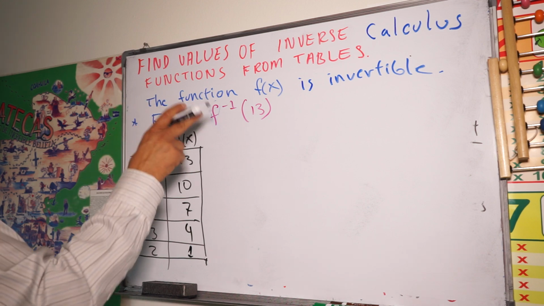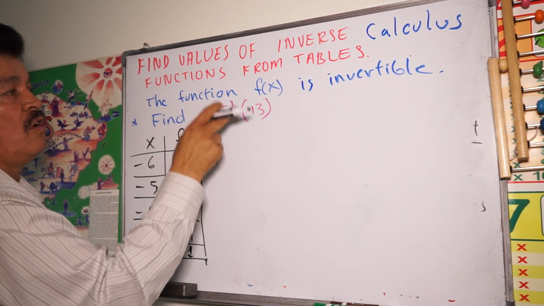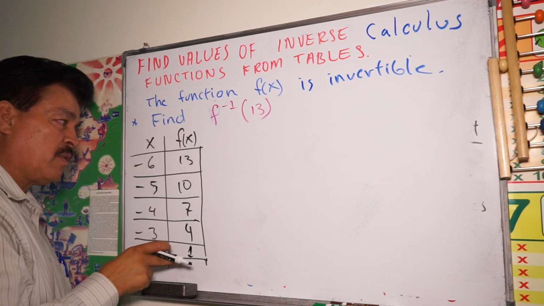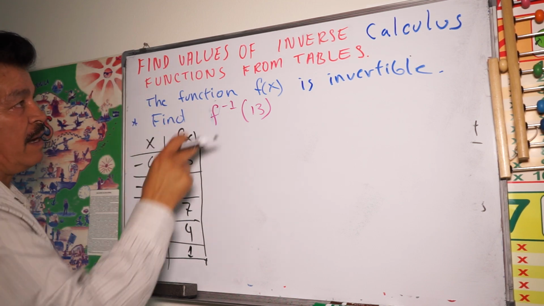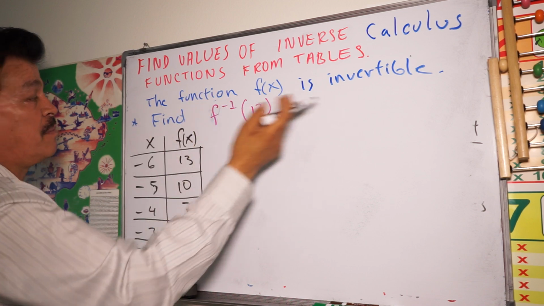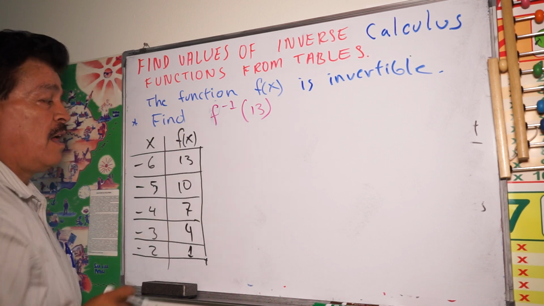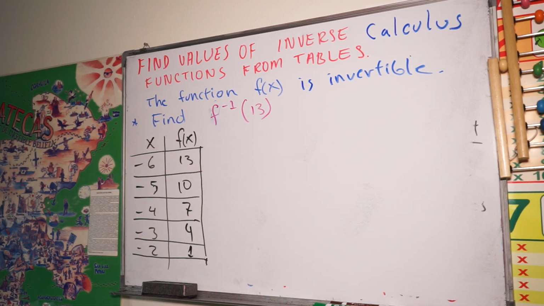So this is the topic. The topic for today is find the values of inverse function from tables. This is a table. We have to find the values of inverse function from tables. The function f(x) is invertible. Find f inverse at 13. Remember the concept that we studied before. So let's solve it. We have to write right here.